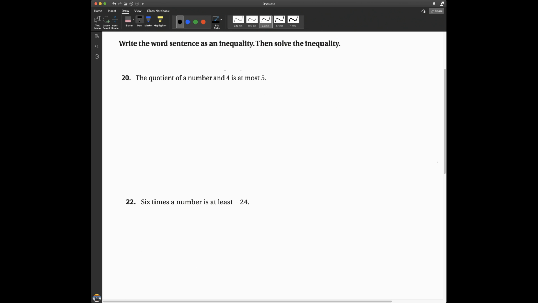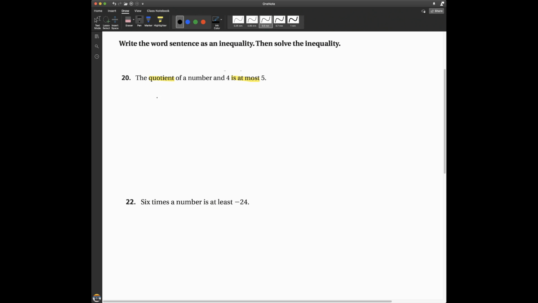So the directions say write the word sentence as an inequality, then solve the inequality. For number 20, it says the quotient, we have to remember what that means, of a number and 4 is at most 5. Okay, so it can be 5, but I don't think it can be 6. It can be at most 5. So it sounds like it could be less than 5, but it can also be 5 because it can be at most.